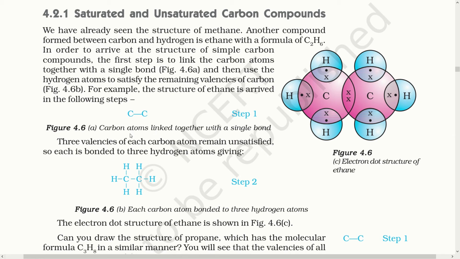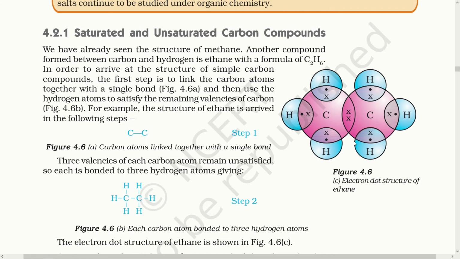So 3 electrons are shared in step 2 by hydrogen, 3 hydrogen for each carbon atom. The 3 valencies of each carbon atom remain unsatisfied, so each is bonded to 3 hydrogen atoms, giving step 2. The electron dot structure of ethane is shown in figure 4.6c. Here you can see 2 carbon atoms share 1 electron, while the other 3 electrons are shared by 3 hydrogen atoms for each carbon atom.